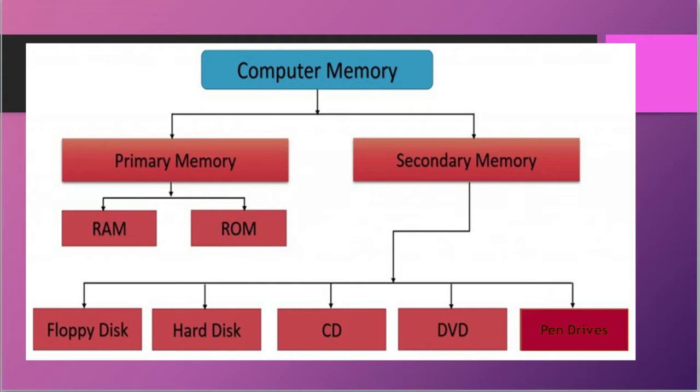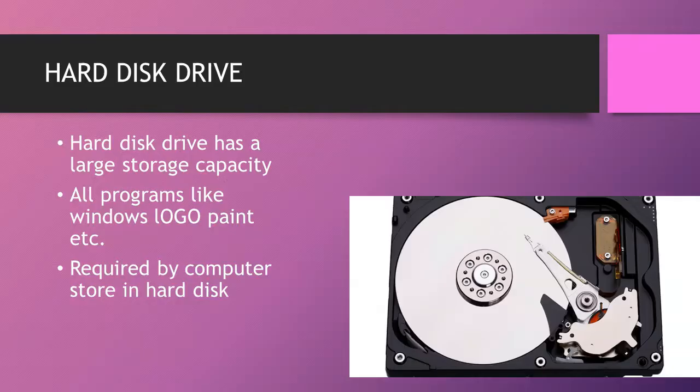Our first secondary storage device is the hard disk drive. Hard disk drive has large storage capacity. All programs like Windows, Logo, Paint that are used by the computer are stored in the hard disk drive. Hard disk drives are kept in the CPU box.